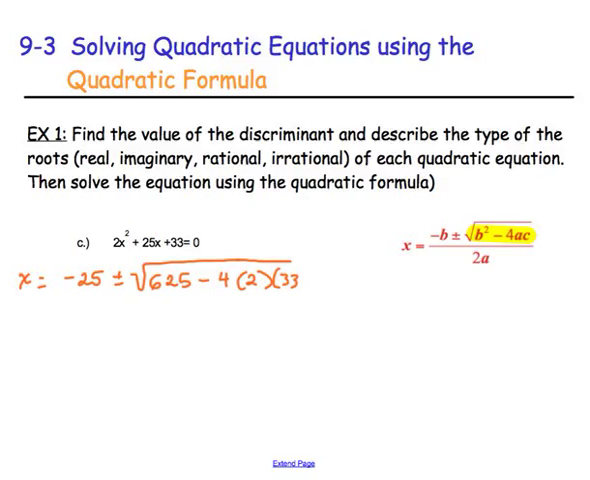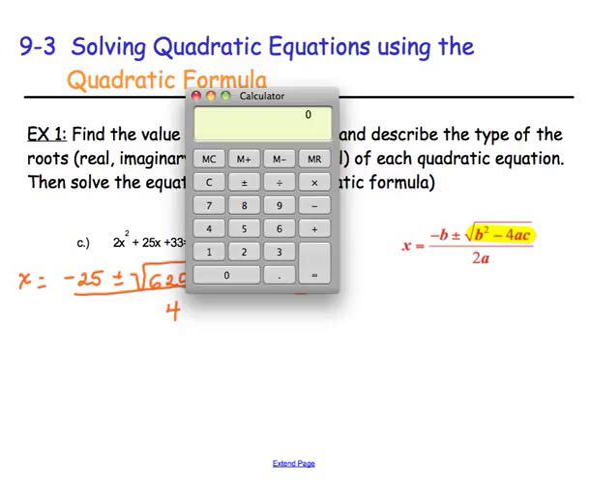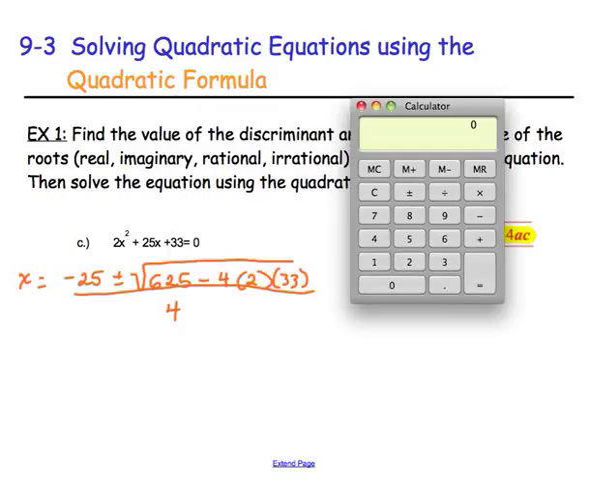And that's all over 2 times a, which is 4. So I think I need my calculator, and we'll just move it out of the way, and we will do 8 times 33. So that's 264. So 625 minus 264 equals 361.